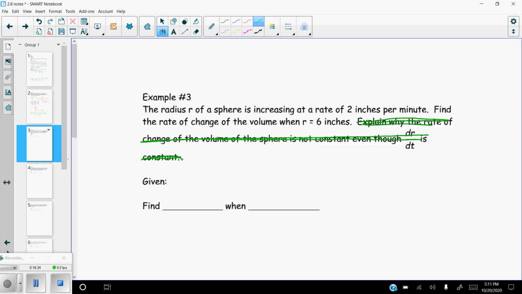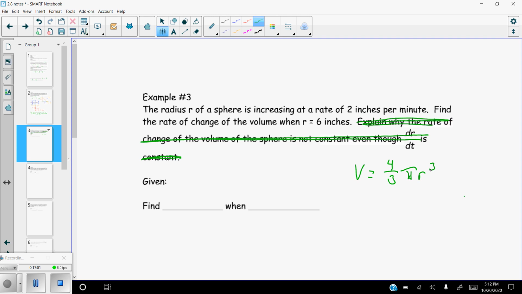So the first thing you have to ask yourself is, do I know a formula that has both the radius of a sphere and the volume of a sphere in it? Well, hopefully you remember that the volume of a sphere has the radius in it. The volume of a sphere, if you don't remember the equation, is 4/3 pi r cubed. That is the volume of a sphere. If you remembered that, that's awesome. If you didn't remember it, here it is.